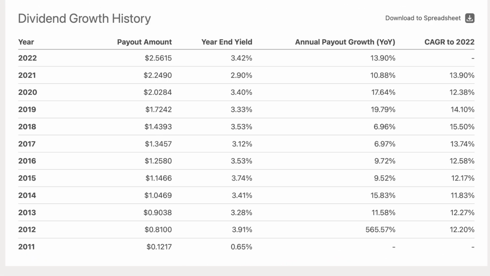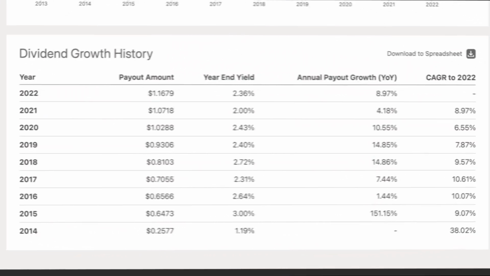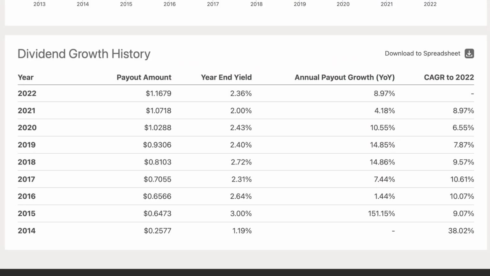SCHD has maintained a long-term dividend growth CAGR of about 12% since inception. It has raised its annual dividend consistently year after year. Some of these annual increases have been higher than others, with the lowest increase being 6.97%. DGRO's long-term dividend CAGR growth is a solid 9%, and it too has consistently raised its annual dividend year after year since inception. The annual dividend growth history is pretty good, with the exception of 2016, where investors only saw a 1.44% increase in the annual dividend compared to 2015.